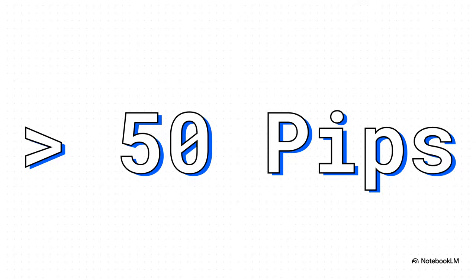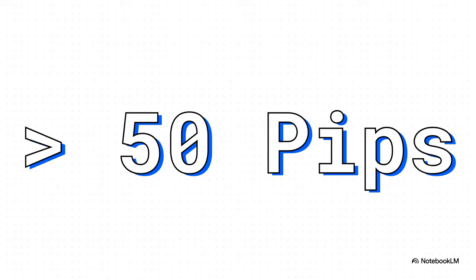And here's a critical rule for that window. If the range expands beyond 50 pips, it is a major red flag. This suggests that the big institutional moves may have already happened, leaving a volatile and unpredictable environment for the London session.